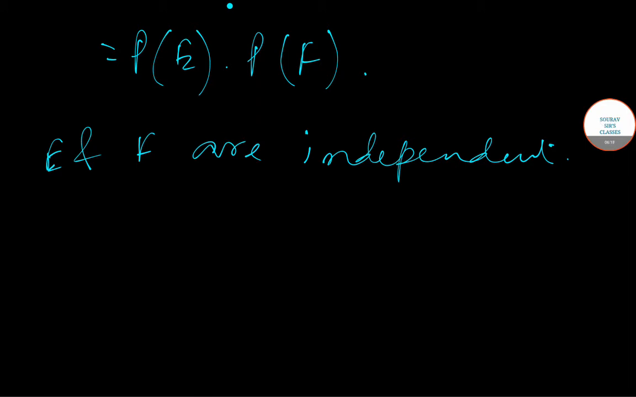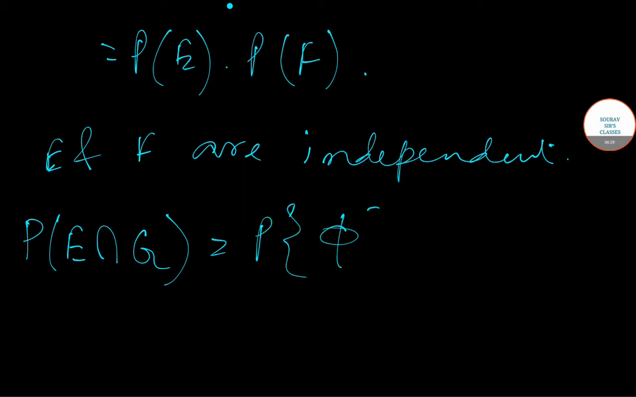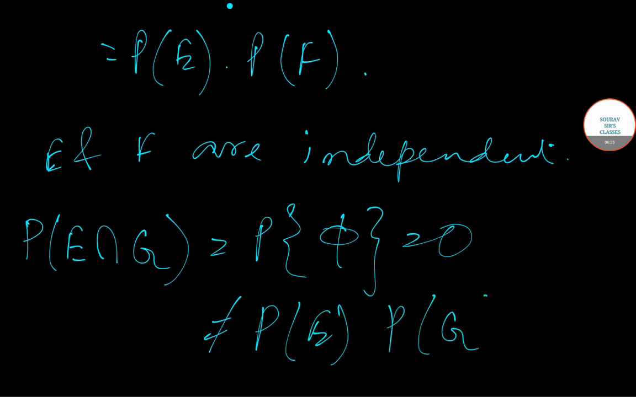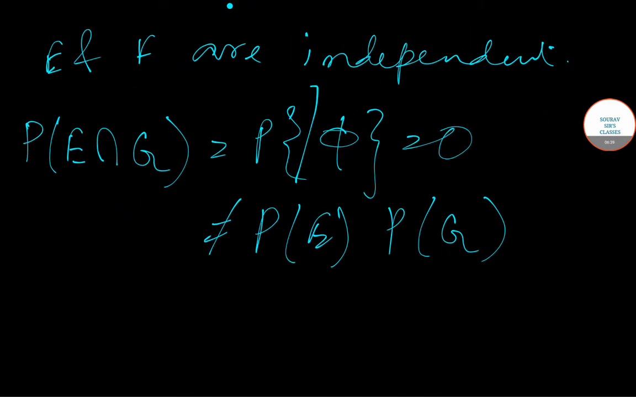Now let's check the next statement, that is the probability of E intersection G is equal to the probability of the null set, which is equal to 0, and is not equal to the probability of E multiplied by the probability of G. So we can say that E and G are not independent. So statement B is not correct.